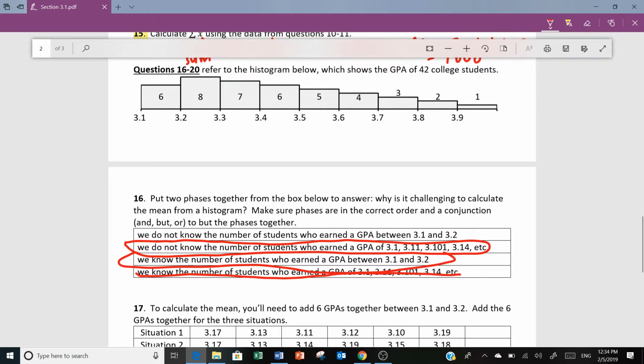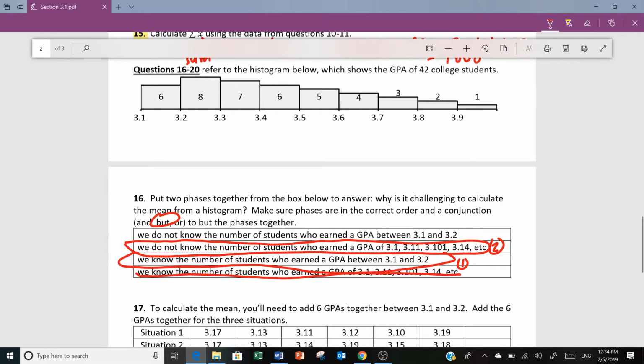So, which one comes first? Good. So this one comes first, this one comes second, and put them together with a but. I want you guys to write it out. So the correct answer is we know the number that were between 3.1 and 3.2, but we don't know the number that got a 3.1, a 3.11, a 3.101, 3.14, etc.